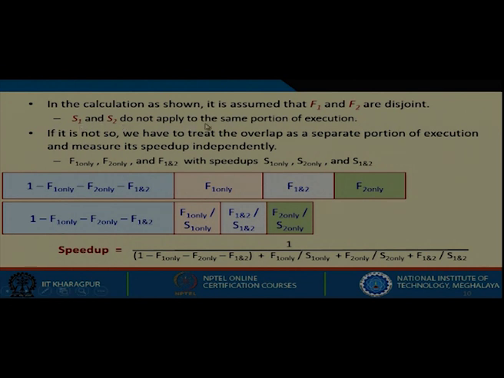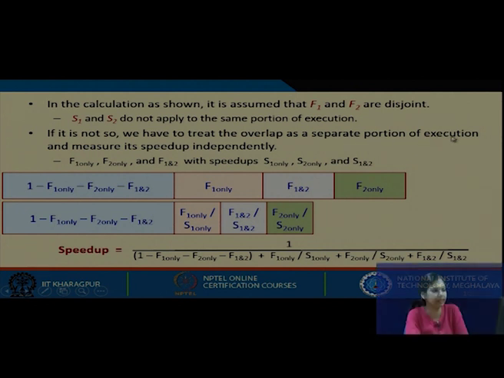So, S1 and S2 do not apply to the same portions of execution. If it is not so, we have to treat the overlap as a separate portion of execution and measure its speed up independently. Now, this is very true that this is one part, this is one part, and this should also be considered another part, and we have to calculate the speed up separately. Although we have a common part, F1 also is here and F2 is also here, we have to take care of this. If it is not so, we have to treat the overlap as a separate portion, as it is not disjoint. So, we have to take care of this part and this part separately.